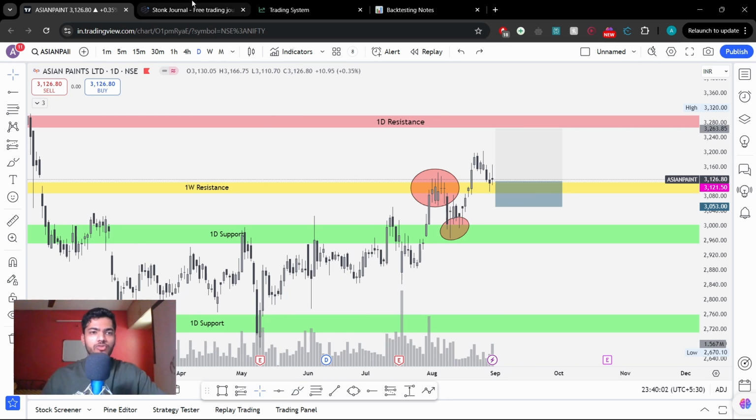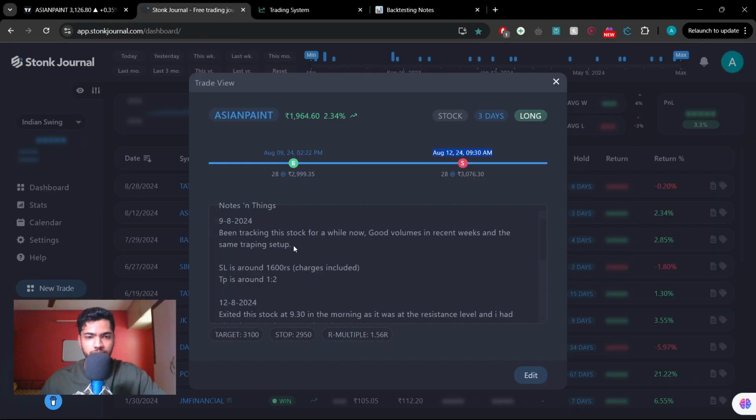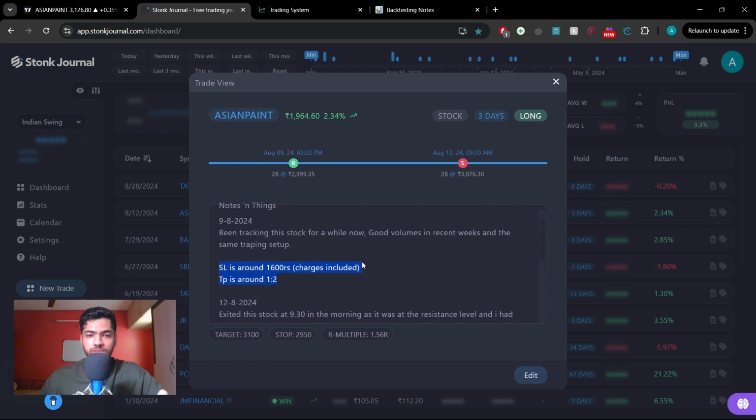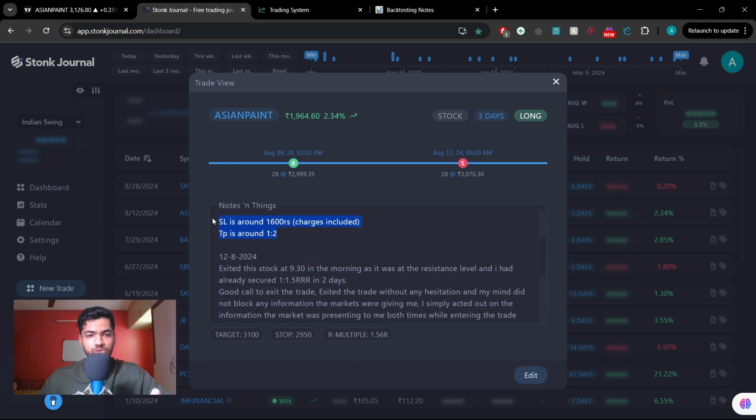If I move to the journal, as you can see right here, I've been tracking the stock. This is where I write all my thoughts, what I'm thinking, what is the trade plan, what is my execution going to be, and what is my execution in the live markets, what I'm thinking in the live markets. I track everything to the last molecule, right? So as you can see right here, on 9th of August, been tracking the stock for a while now, good volumes in recent week, and the same trapping setup. So this is one of my setups which I trade, which is the trapping setup. Then SL is around 1600 rupees, charges included, TP is around 1:2, right?